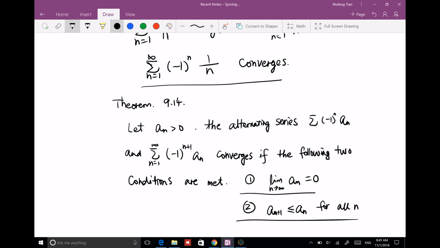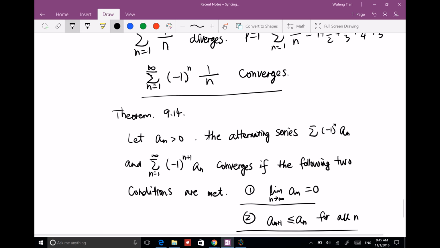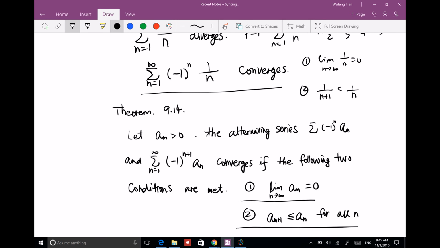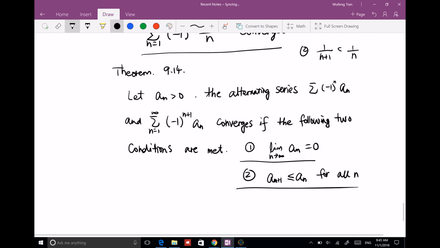We also can compare 1 over n plus 1, less than or equal to 1 over n. If I use this theorem, first the limit as n goes to infinity of 1 over n equals 0. That's right. Second, 1 over n plus 1 is less than, well, not just equal, just less than 1 over n. Okay, perfect. These two conditions are met, and then this will converge, right?